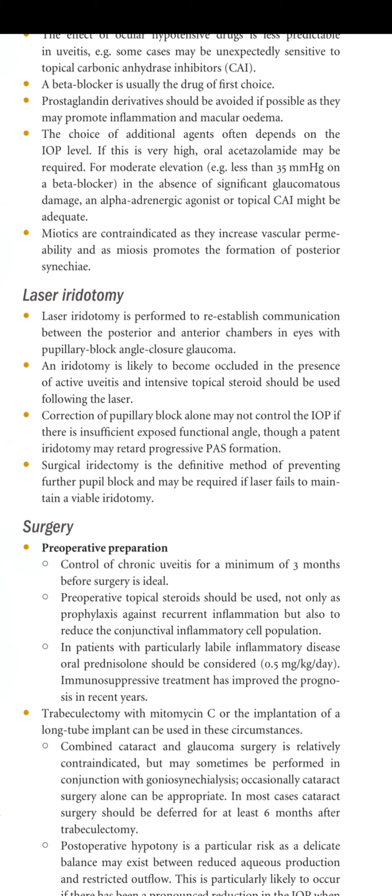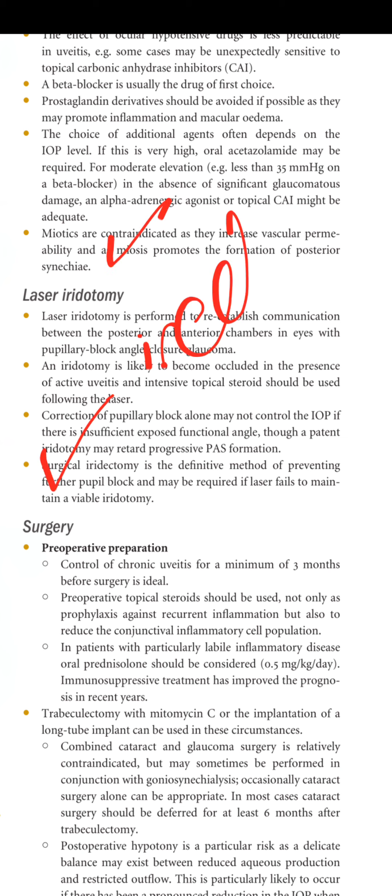An iridotomy is likely to become occluded in the presence of active uveitis, and intensive topical steroid should be used following the laser. Correction of the pupillary block alone may not control the IOP if there is insufficient exposed functional angle. Though a patent iridotomy may retard progressive synechiae formation. Surgical iridectomy is the definitive method of preventing further pupillary block and may be required if the laser fails to maintain a viable iridotomy. So, what is the difference between iridotomy and iridectomy?